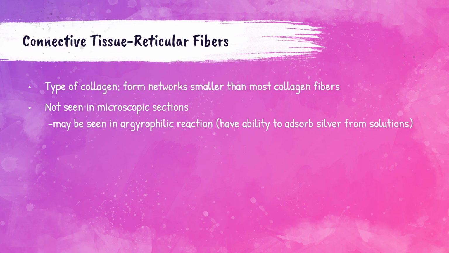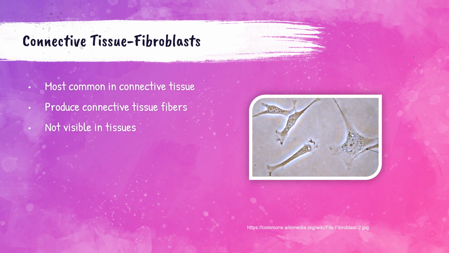Reticular fibers are a type of collagen. They cannot be seen with regular light microscopy, but can be visible with an argyrophilic reaction. And this term means that they are able to bind with silver ions. And once those silver ions are bound with the reticular fibers, they are chemically reduced to their metallic form, which is visible. So those are the 3 fiber types of connective tissue.